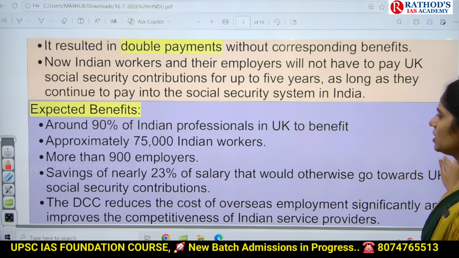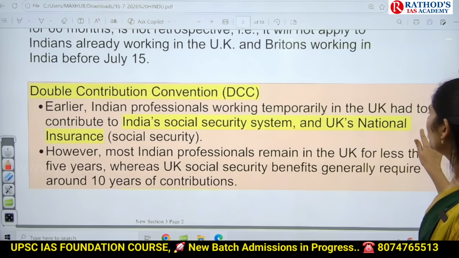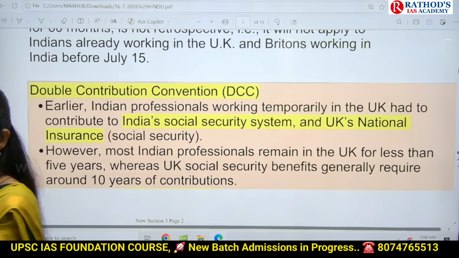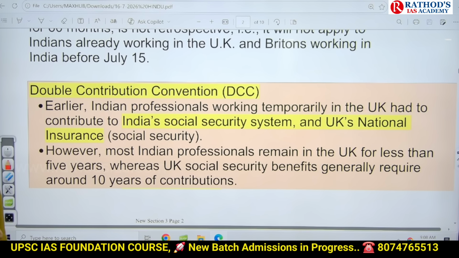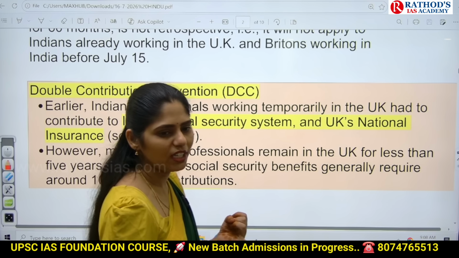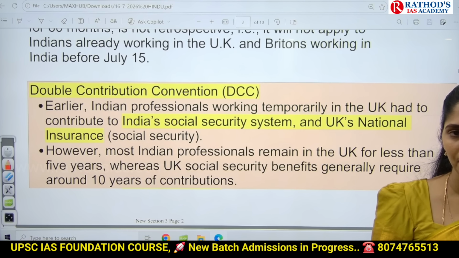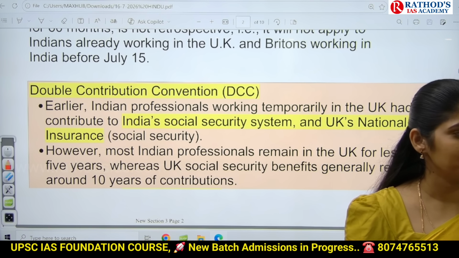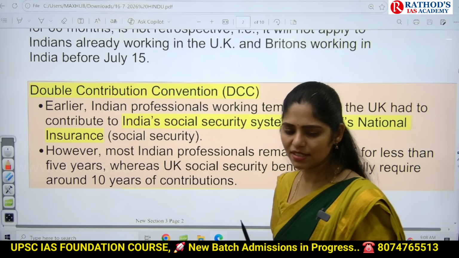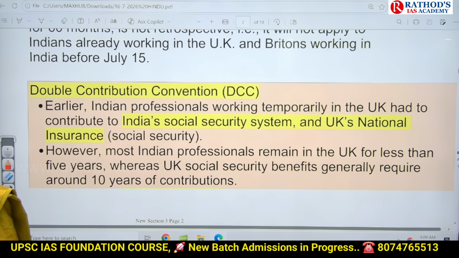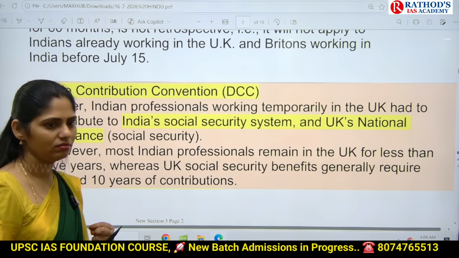And what are the benefits here? Come on, tell me guys. What are the benefits of this kind of Double Contribution Convention? Okay, that will reduce the financial burden on Indian workers who went to the UK for temporary work. Next. Think and tell me. Online students, tell me guys. Is that only the financial burden?